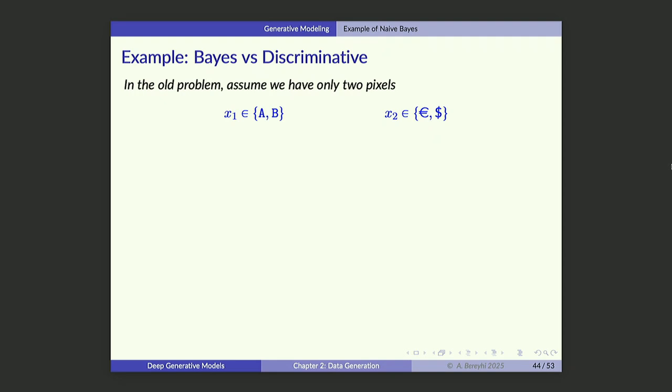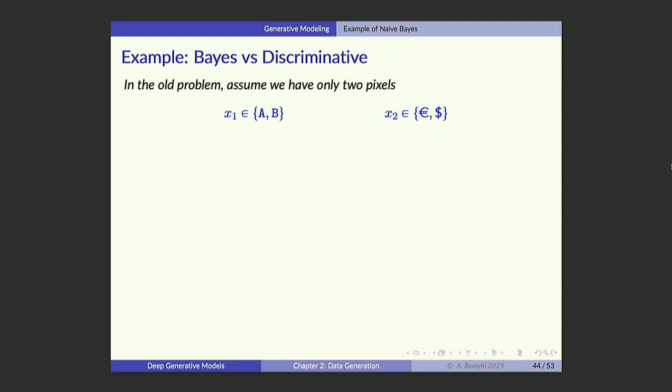So let's say I have that classification problem I told you about. To keep everything super simple, I assume I have 2 pixels. It's not even 2 by 2, it's 2 by 1. So just 2 pixels. One of the pixels is x1, which could be A or B. The other one is x2, which is either euro or dollar sign. I put it that way to reduce the possibility of confusion in the calculations, okay?